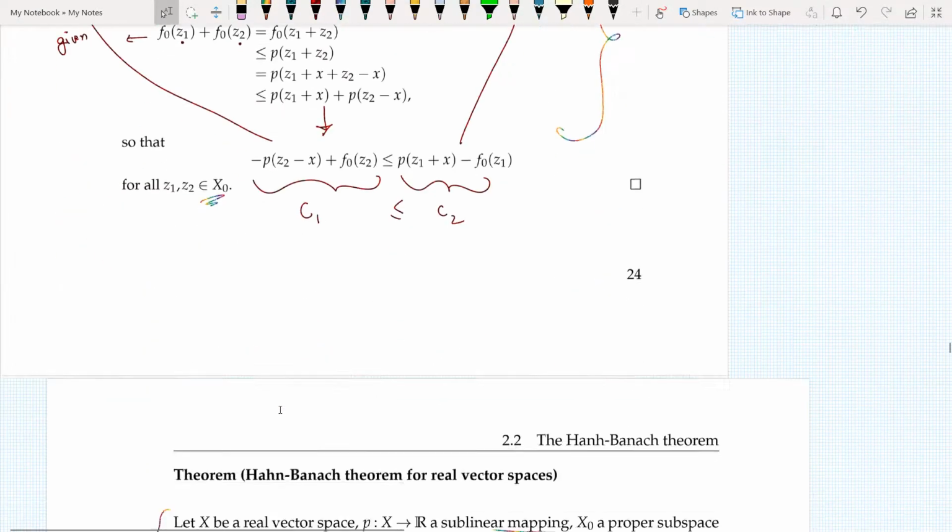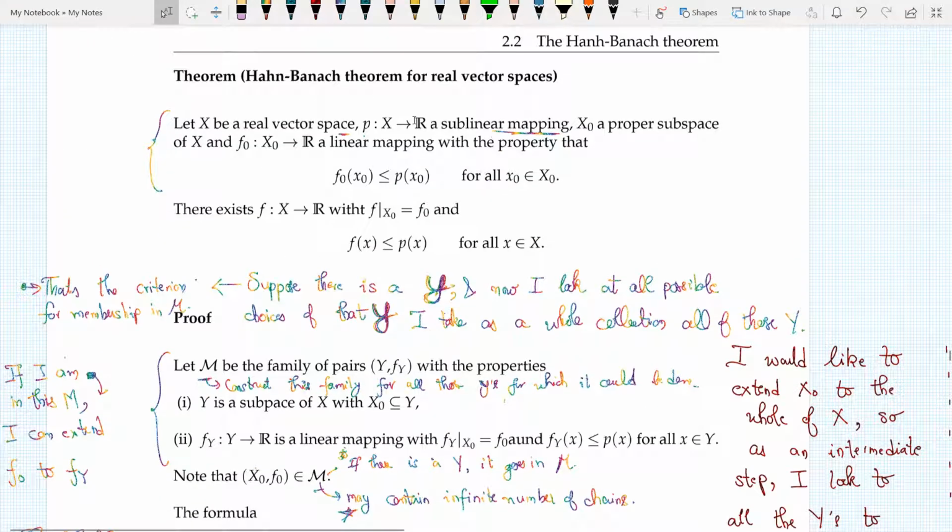So X is a real vector space and P is a sublinear mapping, and X naught is a proper subspace of X. And we have this f naught defined from X naught to the real numbers. It's a linear mapping and it has this property. So this is given.